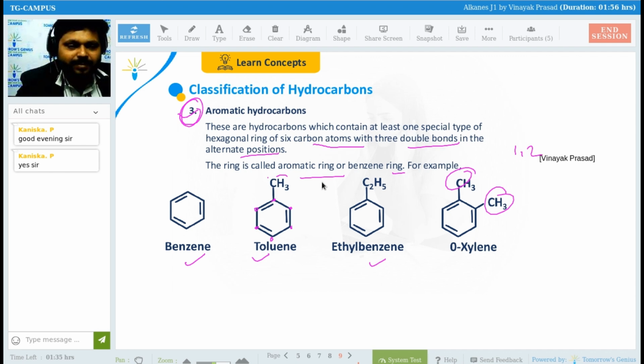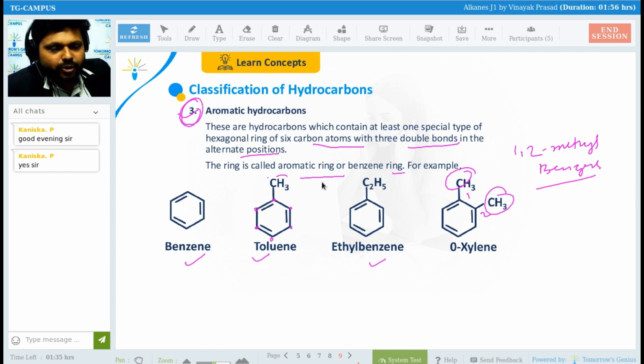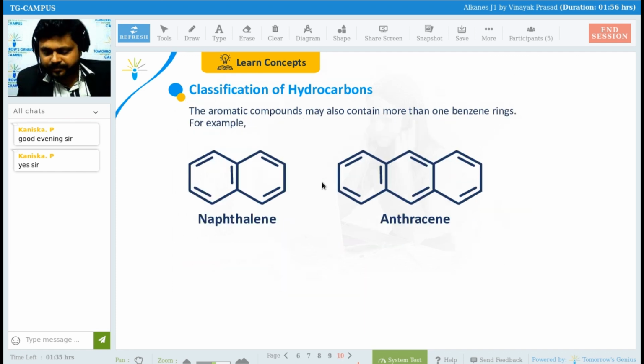1,2 dimethyl benzene. 1,2. We can take any position at 1 and any position at 2. 1,2 dimethyl, and benzene will be there. So it will be 1,2 dimethyl benzene. Or we can also say 1,2 dimethyl cyclohexene. Getting my point? So if you are saying benzene, there is no need of the cyclo word. But if the benzene word is not used, then you have to use cyclohexene. Is it okay, everyone?